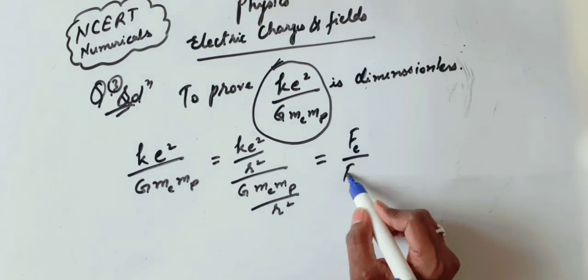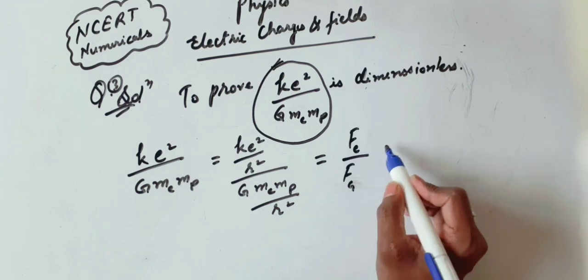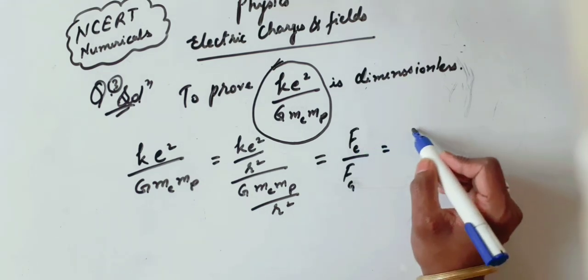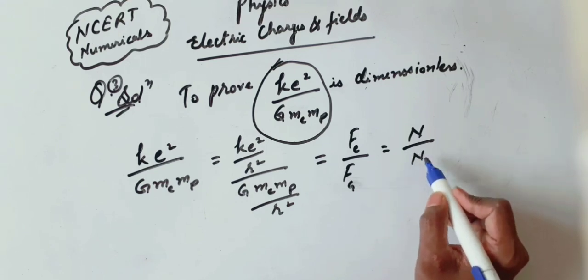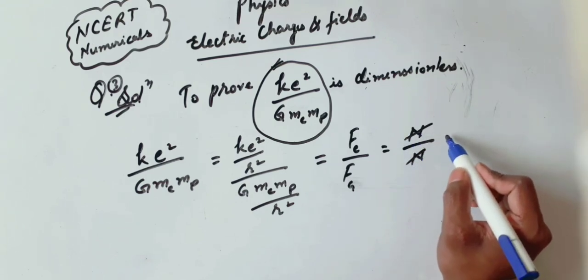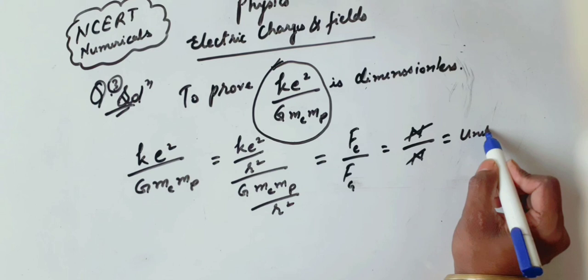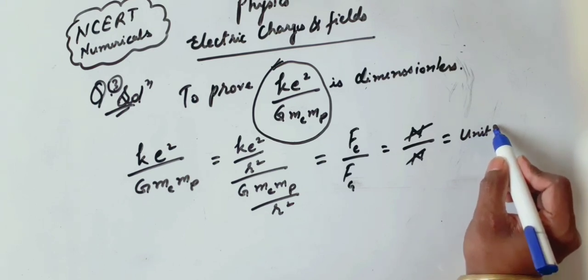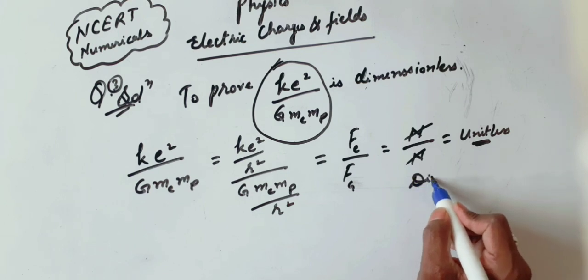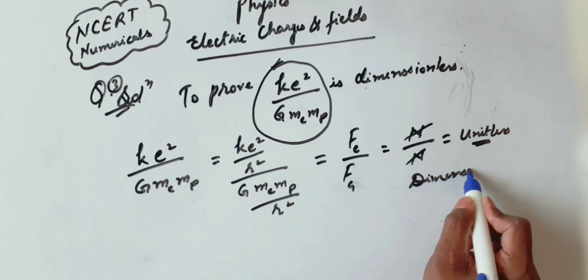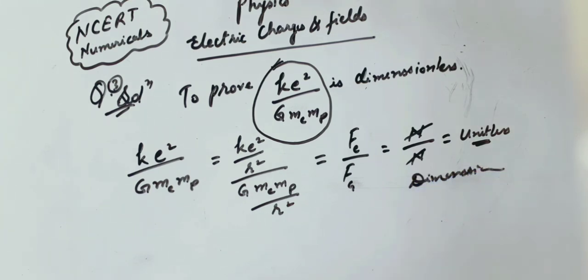So here we can write Fg, it is gravitational force. As we know, the SI unit of force is Newton, and this will also be Newton, so it will cancel, and we are getting a unitless quantity, so it will be dimensionless. We have proved here.